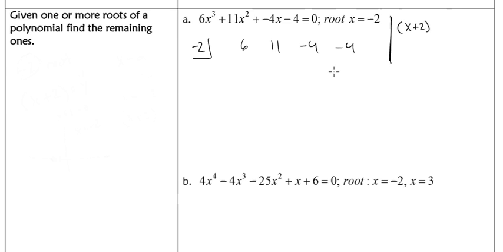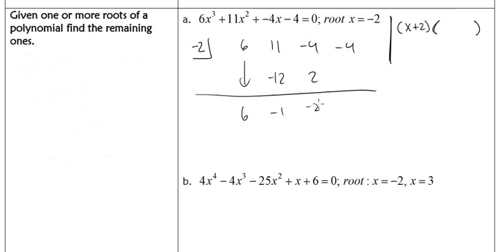And whatever our quotient is, I know that this should divide out evenly, but whatever our quotient is will be the other factors over here. And so let's go through that process. 6 comes down, -2 times 6 is -12. Add them up, we get -1. Multiply those out, we get 2. That's -2, and -2 times -2 is +4, which adds to 0.